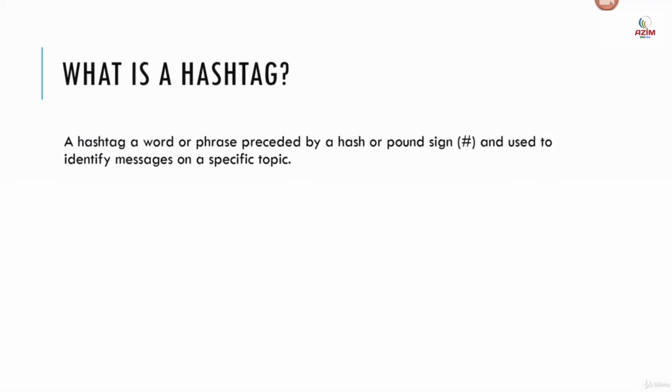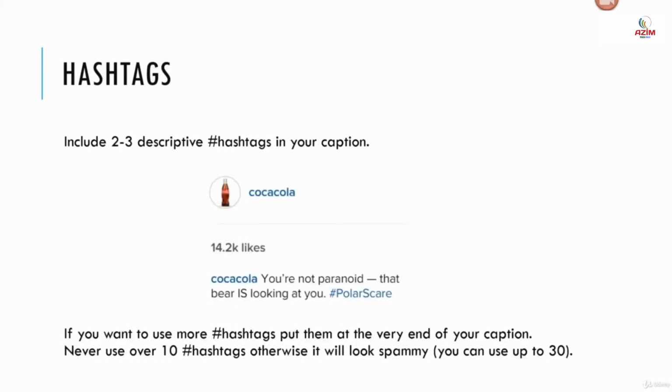So what is a hashtag? A hashtag is a word or phrase preceded by a hash or pound sign and used to identify messages on a specific topic. So I like to include 2 to 3 descriptive hashtags in each caption. So this example of Coca-Cola, you're not paranoid, that bear is looking at you. Hashtag polar scare. They just use one in this caption, but that's a hashtag that they're trying to get trending. They want people to post that hashtag in their own photos. Or if Coca-Cola has used that hashtag in the past, by clicking that hashtag, we can see all the posts that have been made under that hashtag.